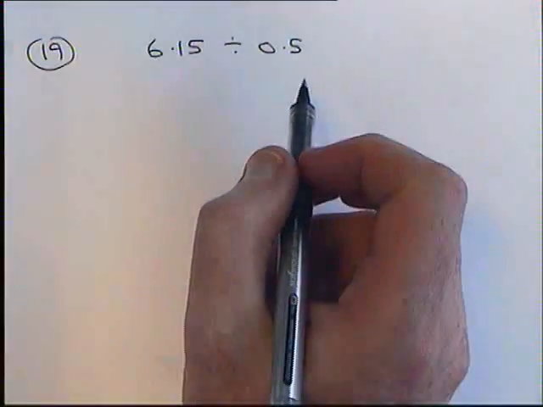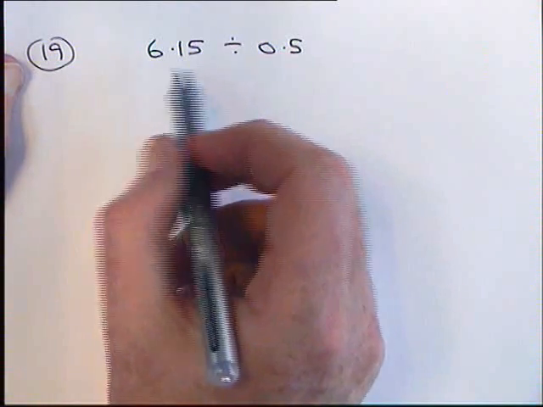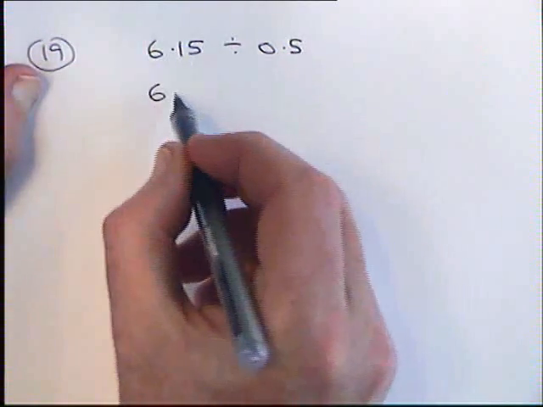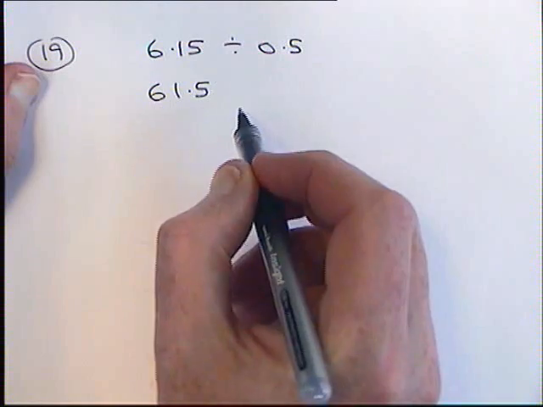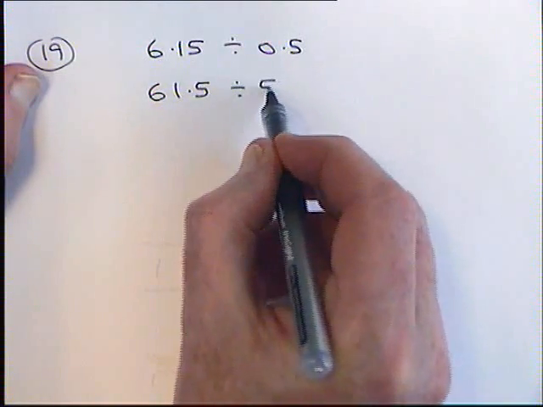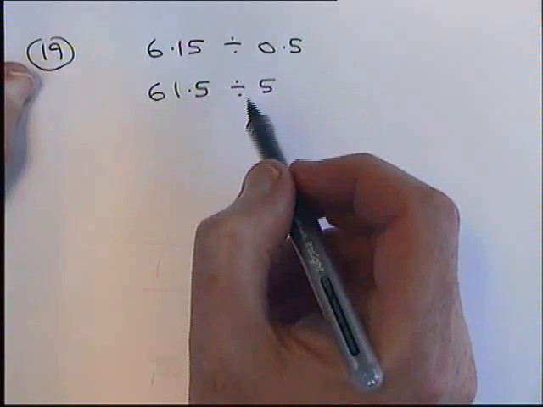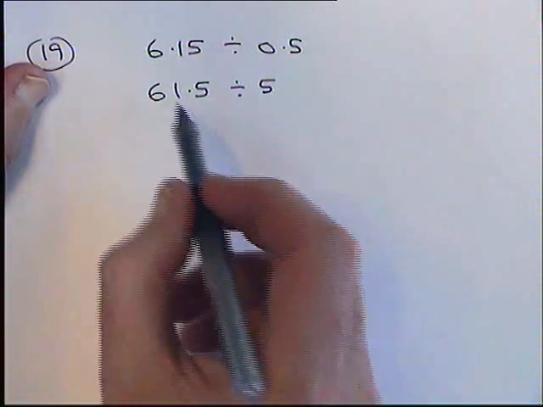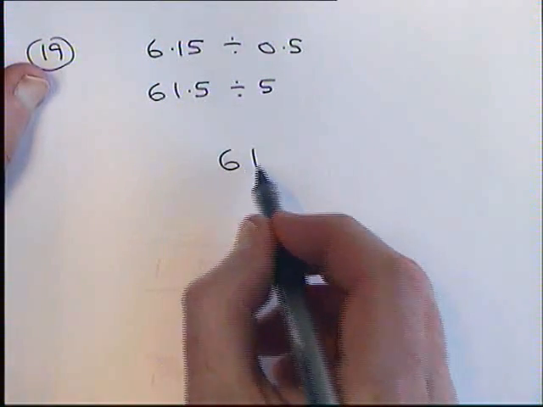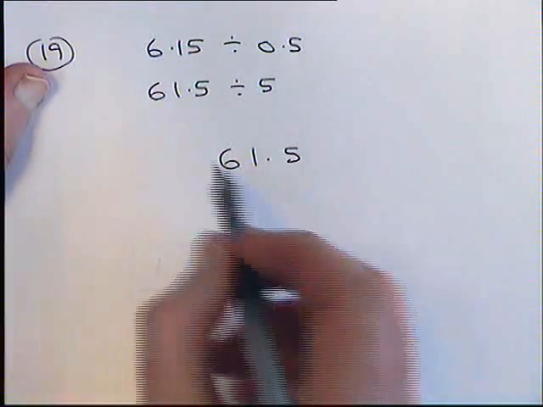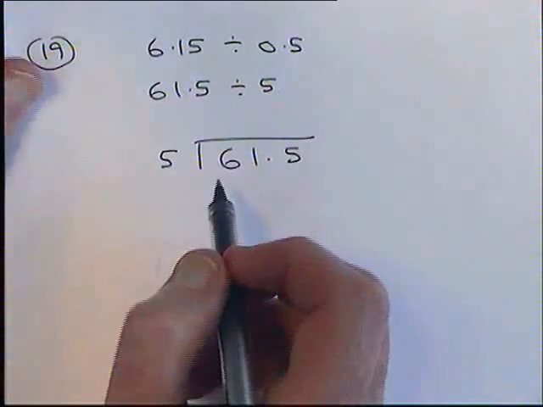My next question, 6.15 divided by 0.5. This isn't a whole number at the moment, so I'll times both of these numbers by 10. Times that by 10, I get 61.5. Times that by 10, I get 5. Both of those questions have the same answer, so I'm going to do the bottom one here. I'm going to do 61.5 divided by 5.